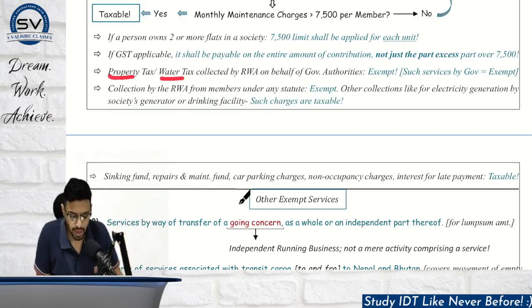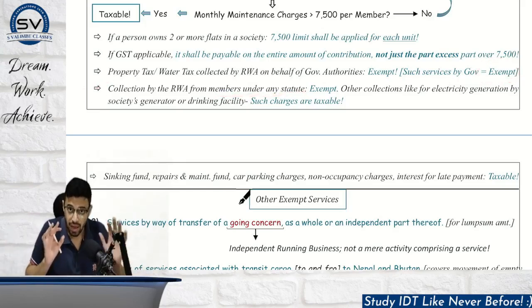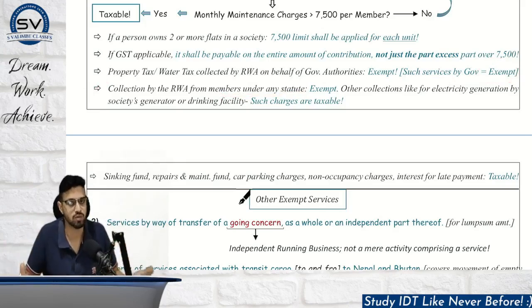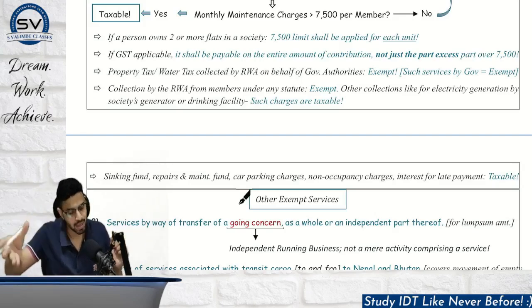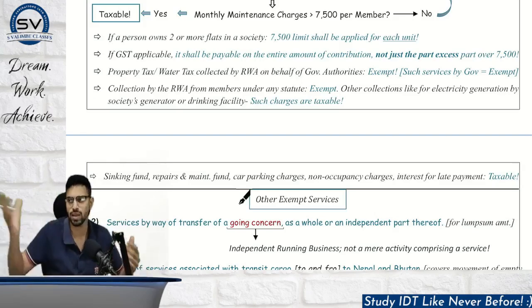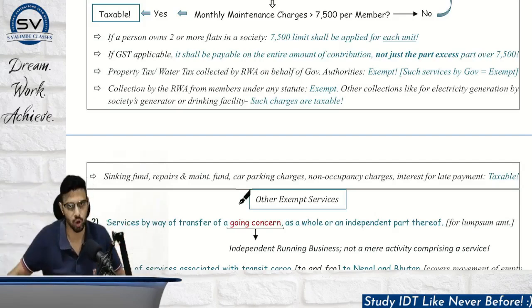Property tax, water tax collected by RWA on behalf of governmental authorities, it is exempt because these are services provided by government and the society is collecting this on behalf of government. But any other collection that the society is doing for any common provision of services is taxable. So if any collection is happening under law, exempt. If apart from law, taxable. For example, let's say a society is providing common provision for drinking water and charging some amount, that is taxable, provided it is going above 7,500.